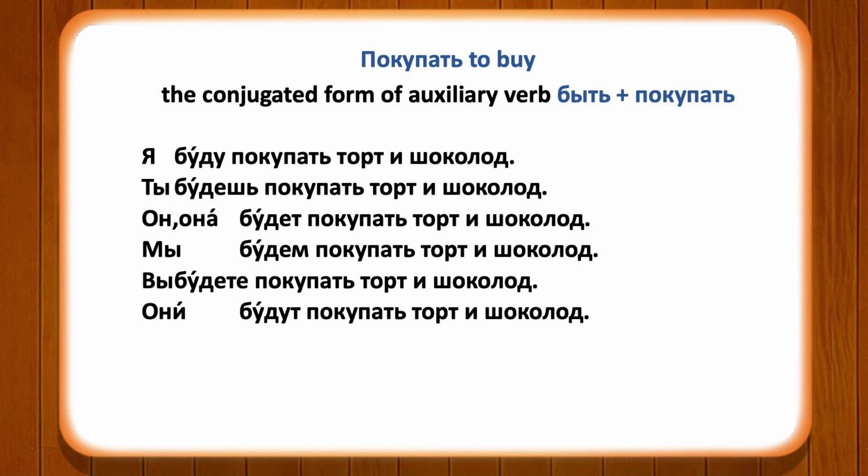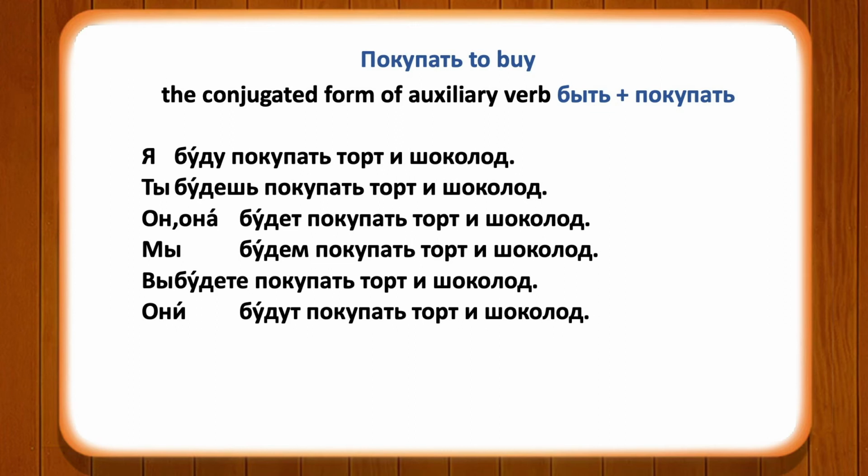Мы будем покупать торт и шоколад. We will buy a cake and a chocolate, or we will be buying a cake and a chocolate. Вы будете покупать торт и шоколад. It means you will be buying a cake and a chocolate, or you will buy a cake and a chocolate. Они будут покупать торт и шоколад means they will be buying a cake and a chocolate, or they will buy a cake and a chocolate.